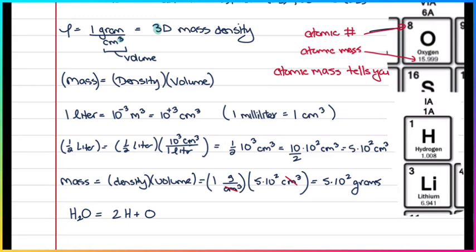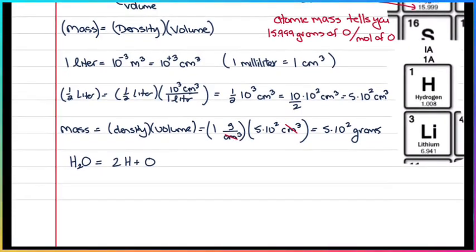So this tells you that there is 15.999 grams of oxygen per mole of oxygen. So if I were to have 1 mole of oxygen, Avogadro's number, 6.023 times 10 to the 23 oxygen atoms, they collectively would have a mass of 15.999 grams. Similarly, for hydrogen, 1 mole of hydrogen has a mass of 1.008 grams.